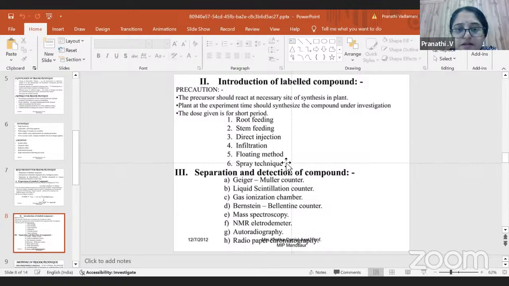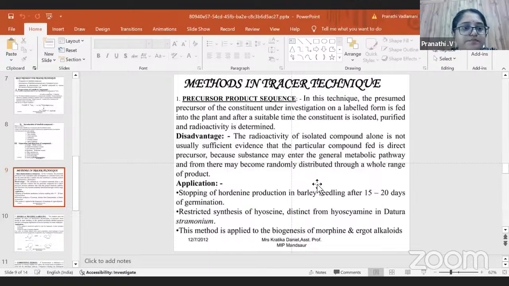You have different methods: root feeding, stem feeding, indirect, infiltration, floating, and spray technique. I have a PowerPoint which I will share with you, where all of this is given in detail. How are you going to separate or detect the compound? Using a Geiger counter, the liquid scintillation method, gas ionization, mass spectroscopy, NMR, electrometer, and autoradiography. All of these methods can be used.